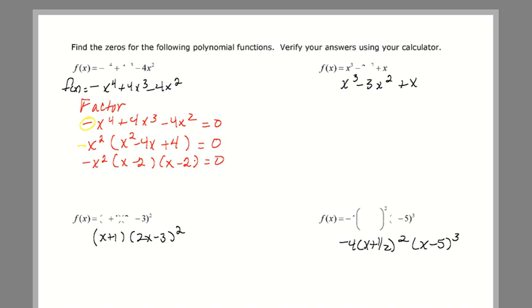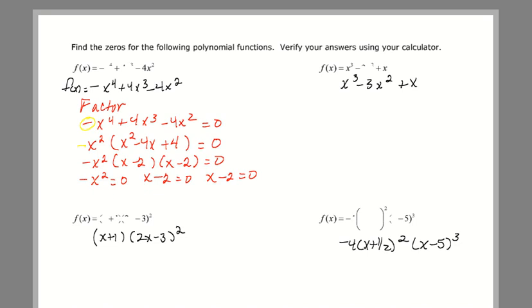So remember, when you're solving this equation by factoring, once the factoring is done, you set each factor to 0. So I'm going to set each one of these factors to 0. Negative x squared equals 0, x minus 2 equals 0, x minus 2 equals 0. Solving each one of these, let's take a look at this one. Negative x squared equals 0.